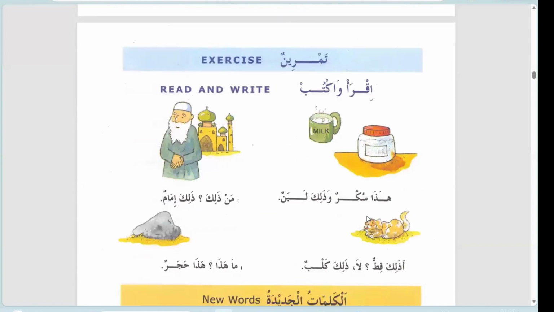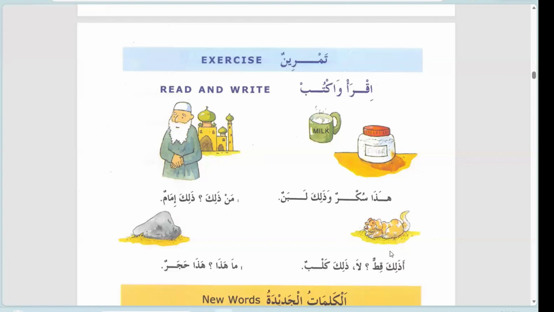Now we go to the exercise. اقرأ واكتب. So we have to read and write, and you also have to memorize. So هذا سكر وذلك لبن. This is sugar and that is milk. من ذلك? Man, remember, it doesn't say ma ذلك, it says man. Man refers to humans, للعاقل. Who is that? ذلك إمام.